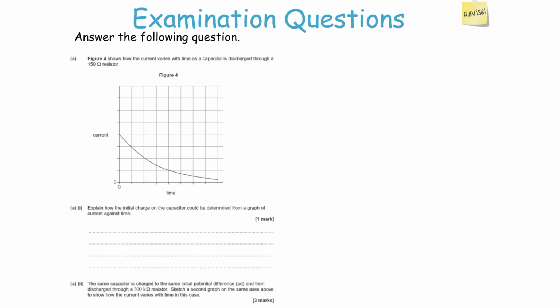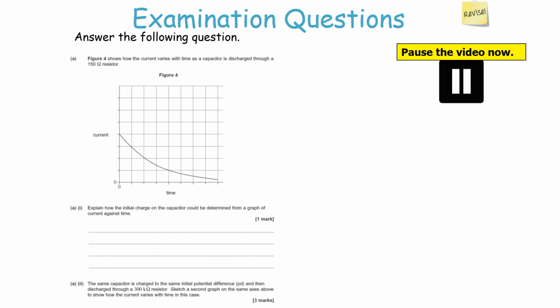Next question. Figure 4 shows how the current varies with time as the capacitor is discharged through a 150 ohm resistor. Explain how the initial charge on the capacitor could be determined from a graph of current against time, and the same capacitor is charged to the same initial potential difference and then discharged through a 300 kilo ohm resistor. Sketch a second graph on the same axis above to show how the current varies with time in this case. So pause the video now, then unpause the video when you want to go through your answer.